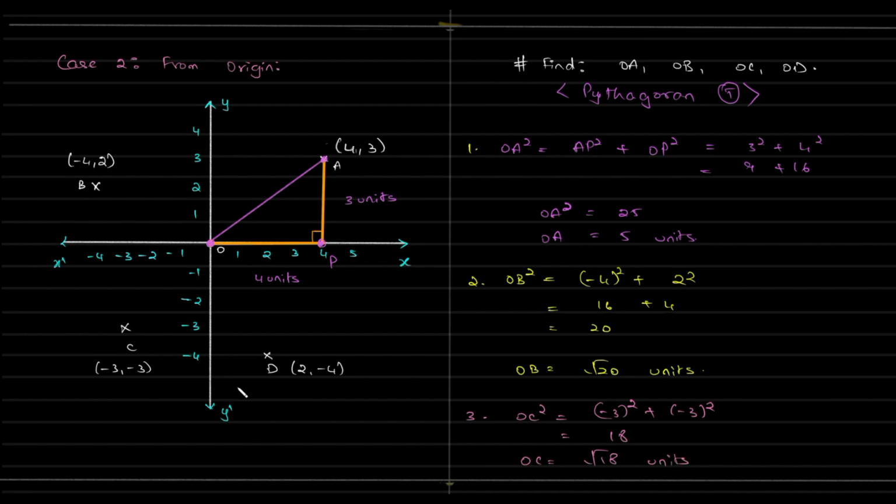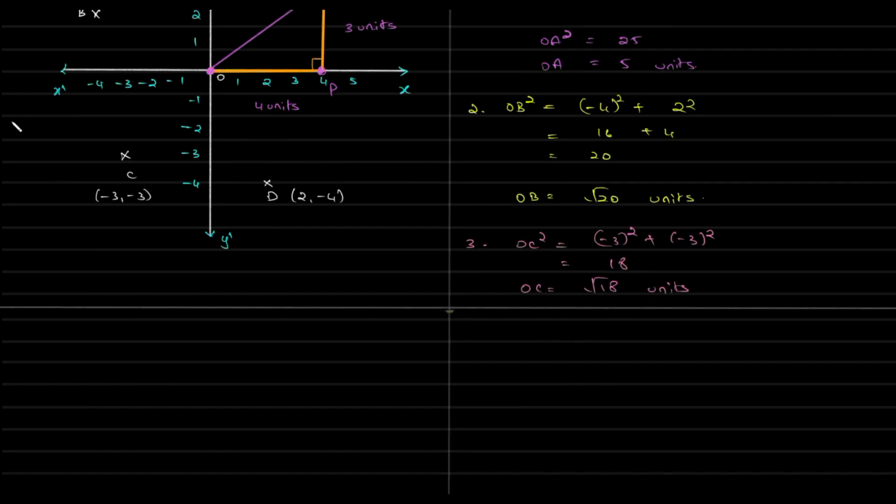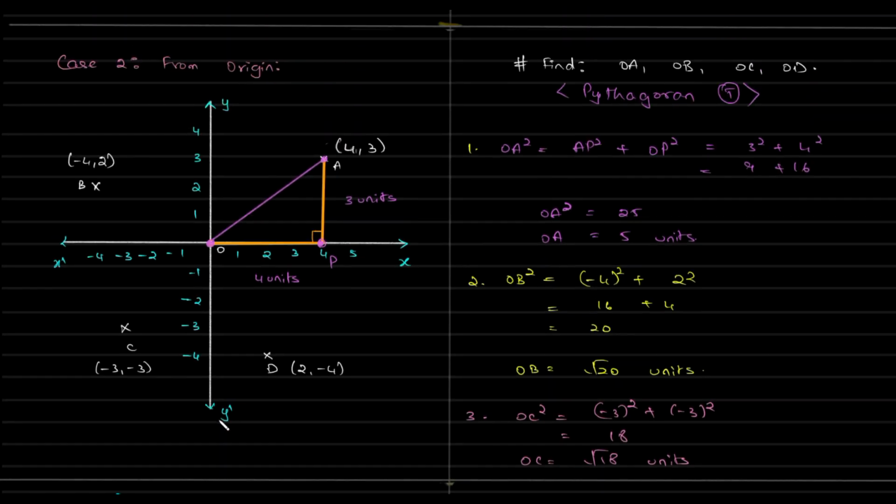Next is OD, 2 comma minus 4. Quite simple again. OD square is equal to 2 square plus minus 4 square. 4 plus 16. So this is 20. Therefore, OD is equal to square root of 20 units. Right? So this is the basic idea.